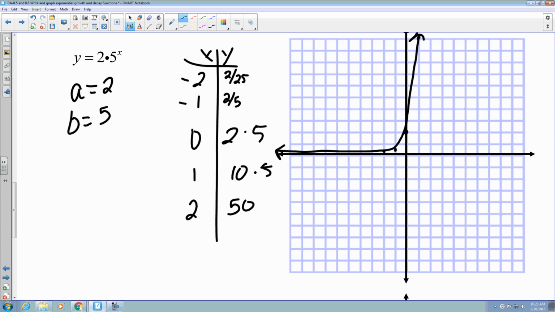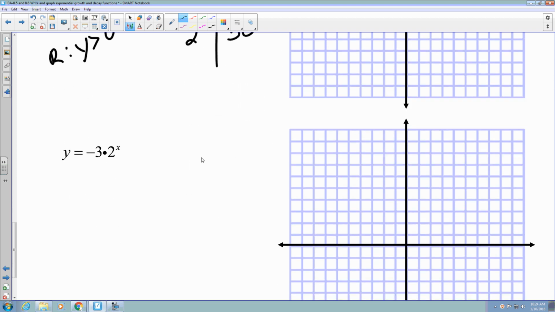And again, domain is all real numbers. You can choose any value for x. And the range again is y is greater than 0. Okay. The last one will kind of change it with the range.